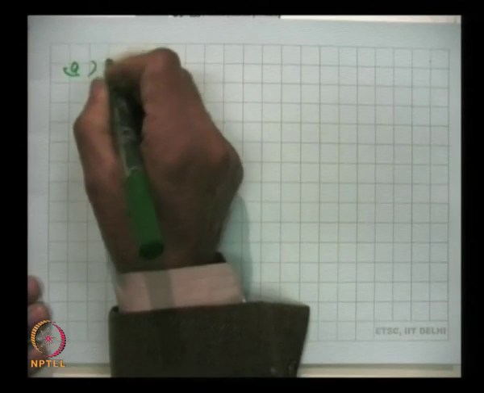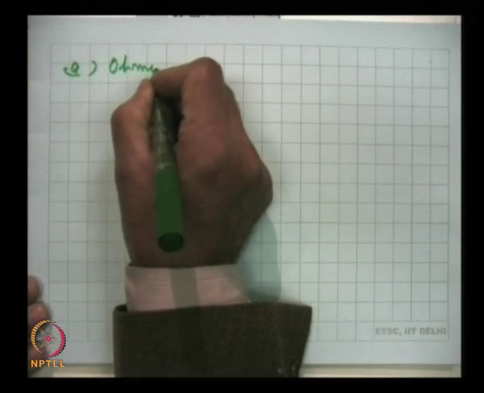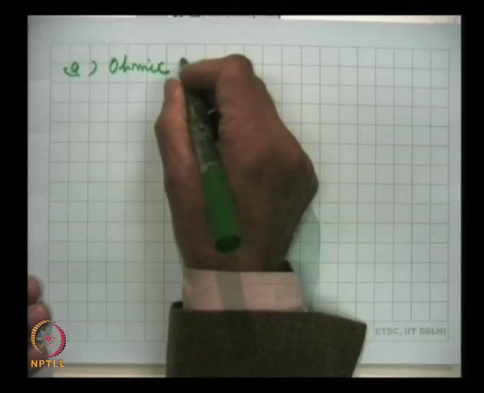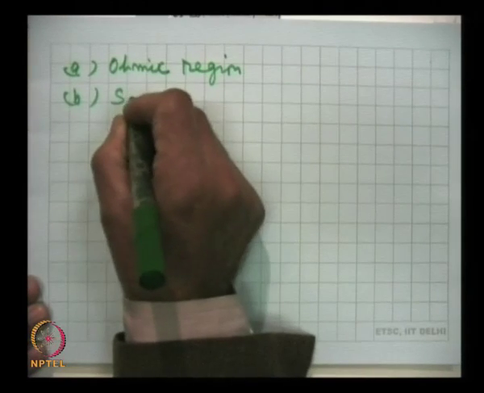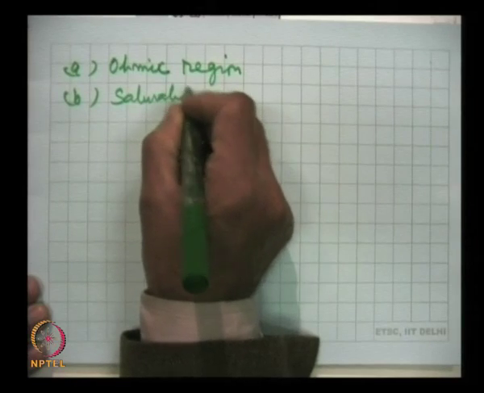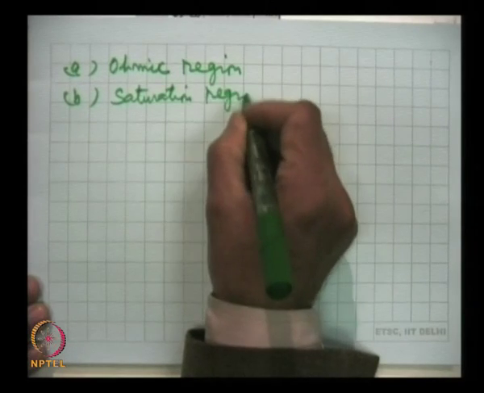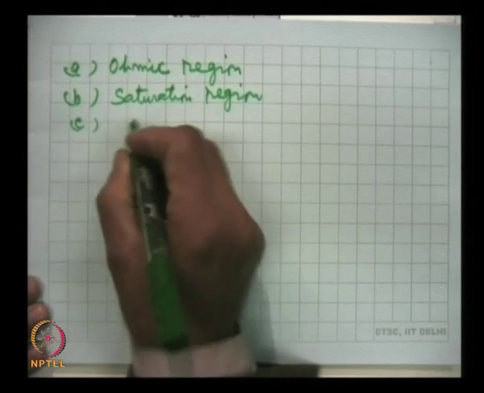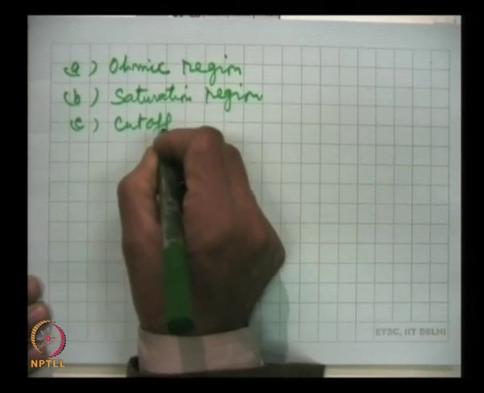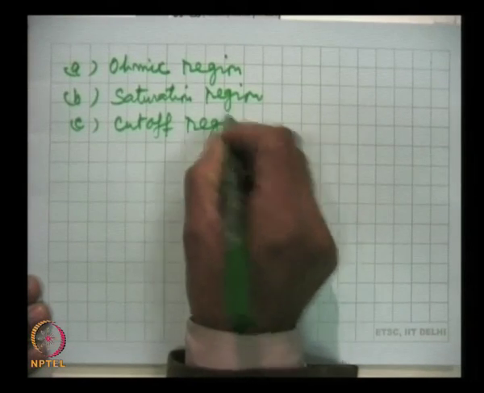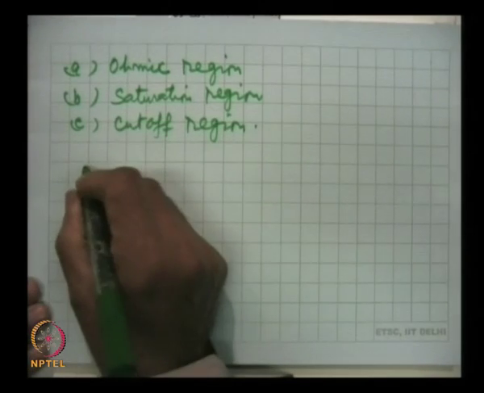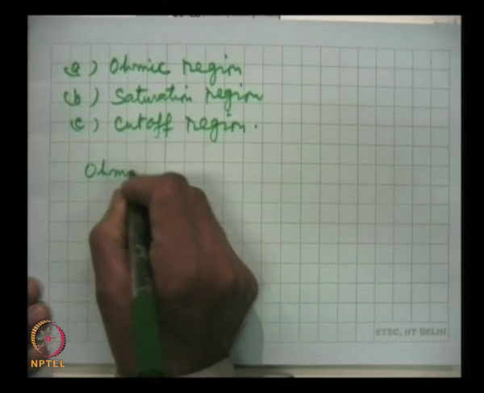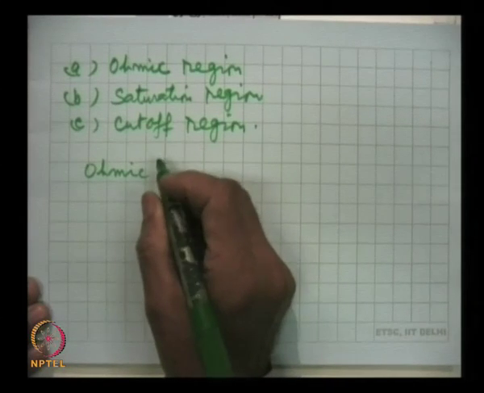The first is Ohmic region, second is saturation region, and the third one is cutoff region. And we first take Ohmic region.